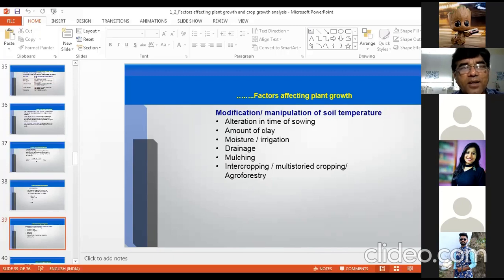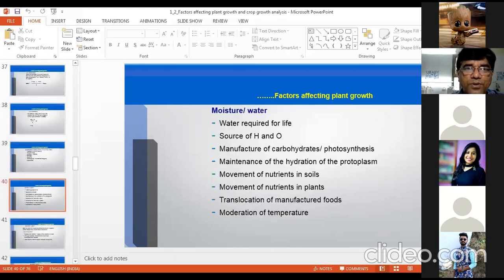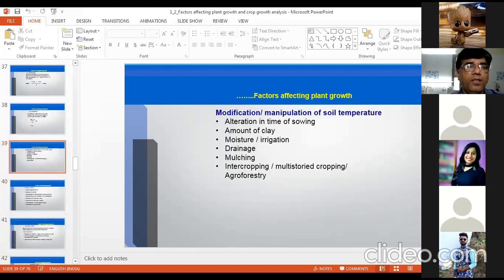Mulching can reduce high temperature or can increase the lower temperature. So mulching is useful. And intercropping or multi-storied cropping can also control or manage or reduce the temperature. So up to some extent, we can manipulate the temperature.